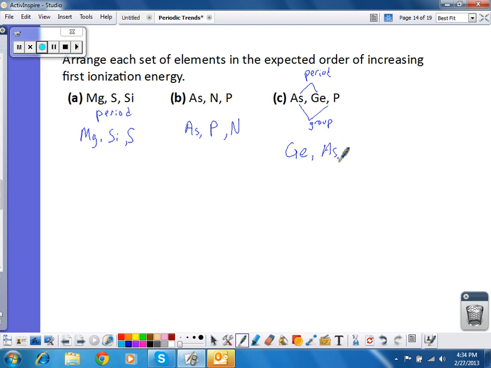When I look at arsenic and phosphorus, since arsenic is further down the group, it has a lower ionization energy. Phosphorus has the highest ionization energy. So that's some basics on trends in ionization energy.